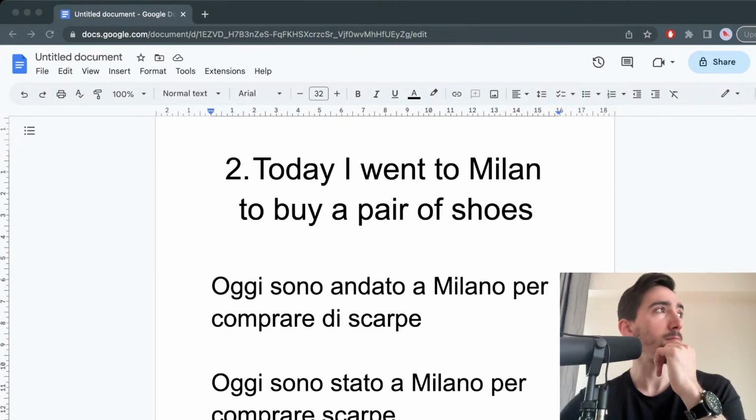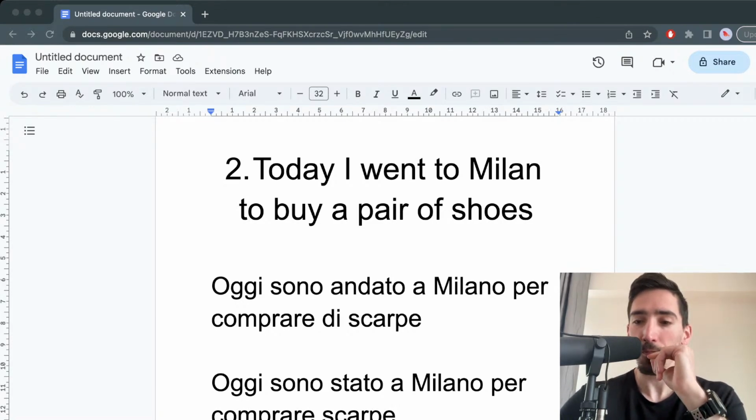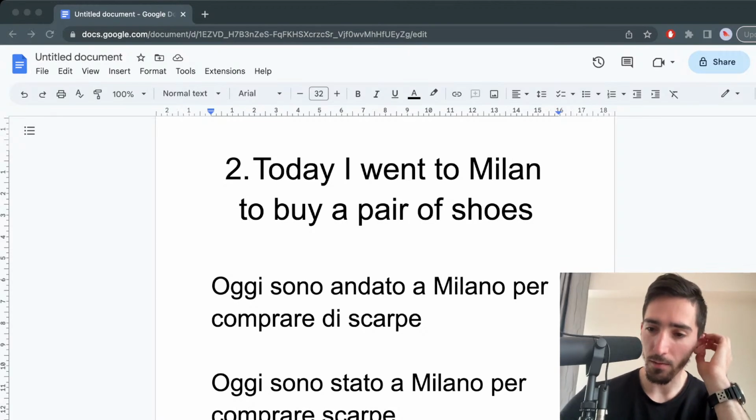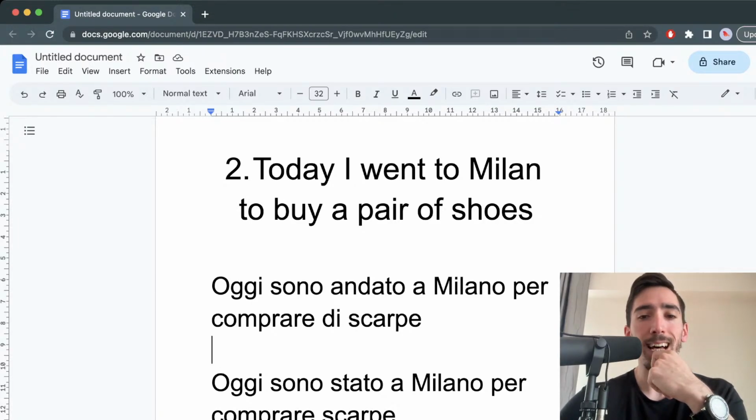Today the weather is depressing to say the least, but that's okay. It's a perfect environment for learning some Italian. Okay, so let's go with these two versions. Oggi sono andato a Milano per comprare di scarpe.